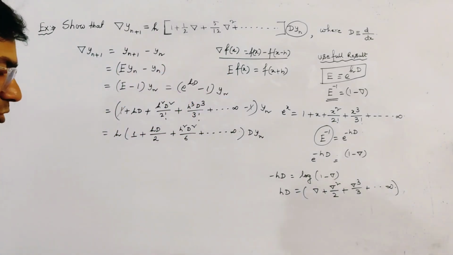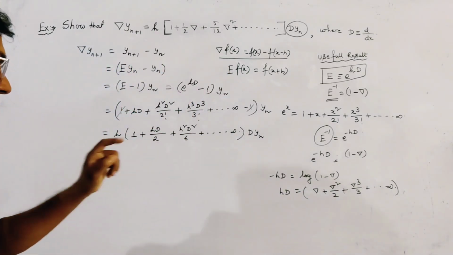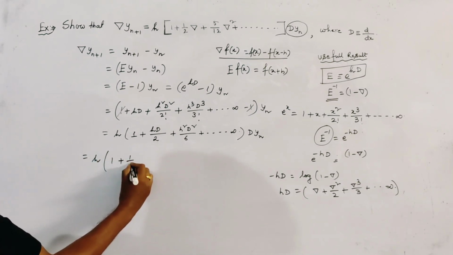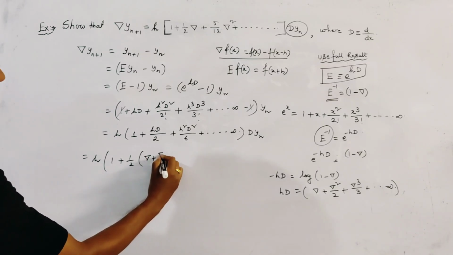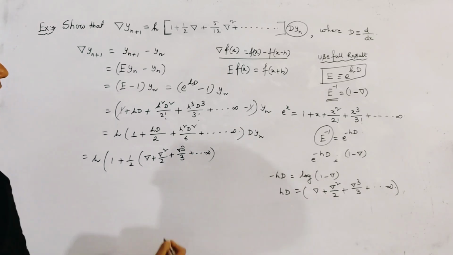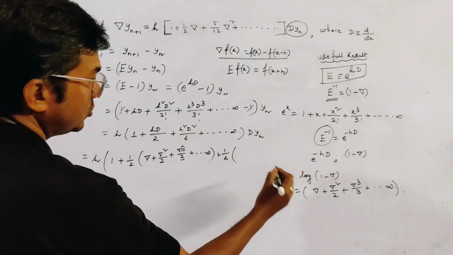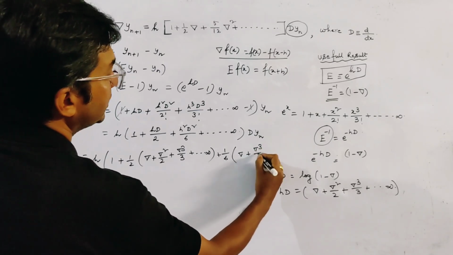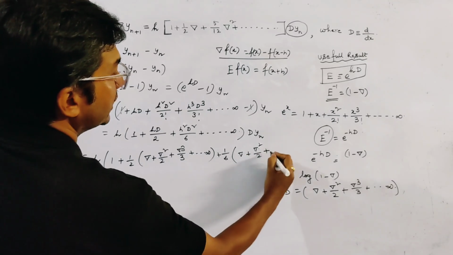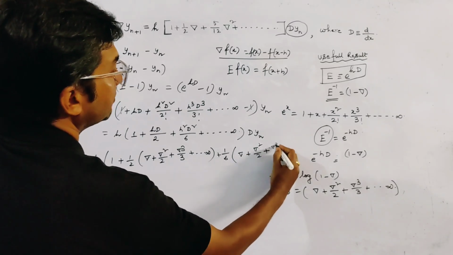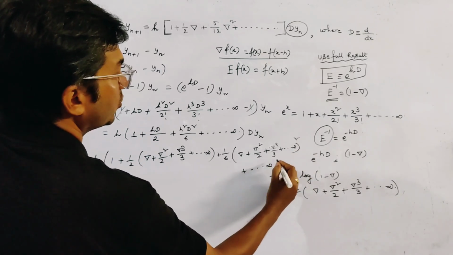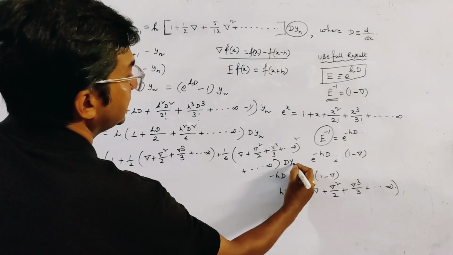Now we put the value of hD from here in this relation, so we get h into 1 plus half into (nabla plus nabla square by 2 plus nabla cube by 3 and so on to infinity), plus 1 by 6 into (nabla plus nabla square by 2 plus nabla cube by 3 and so on to infinity) whole square, and this goes to infinity, all multiplied by Dy.